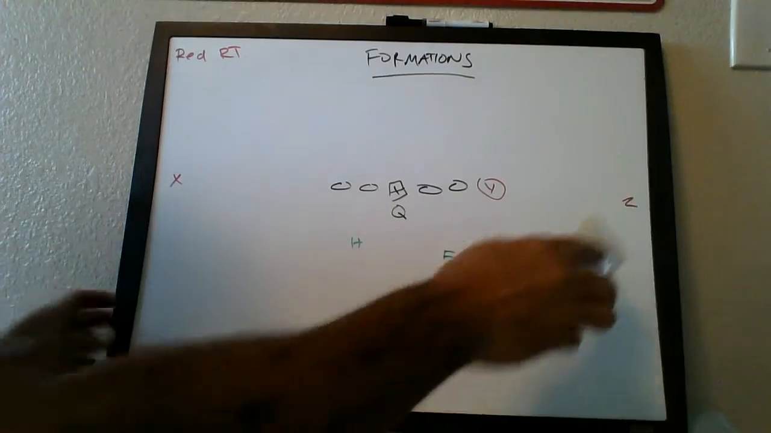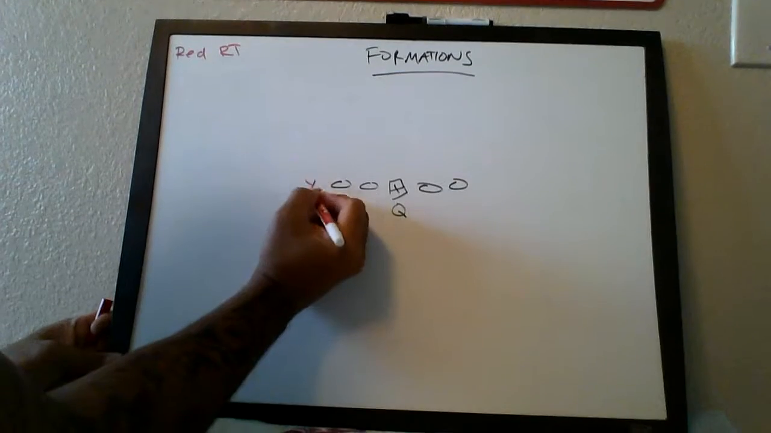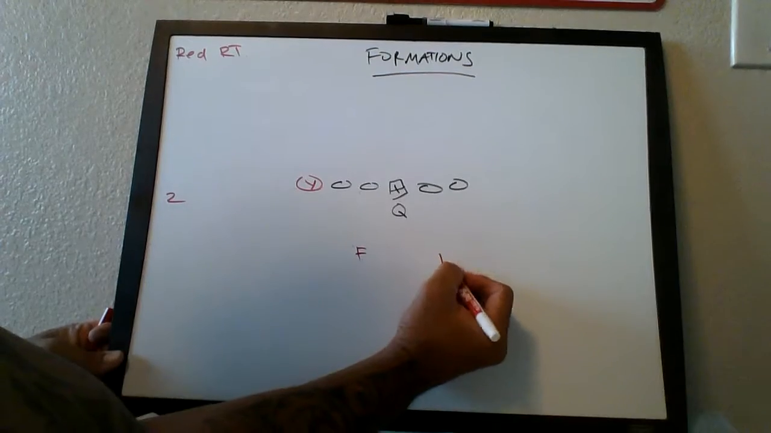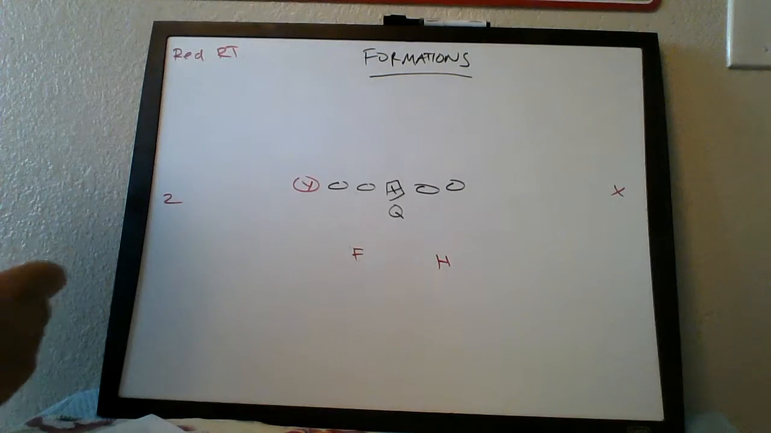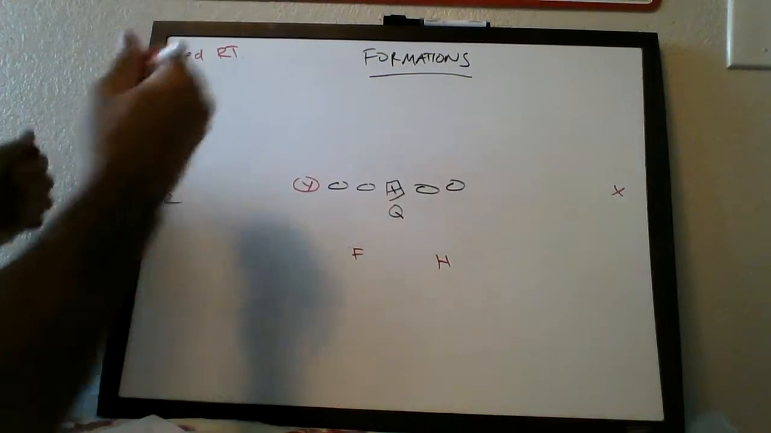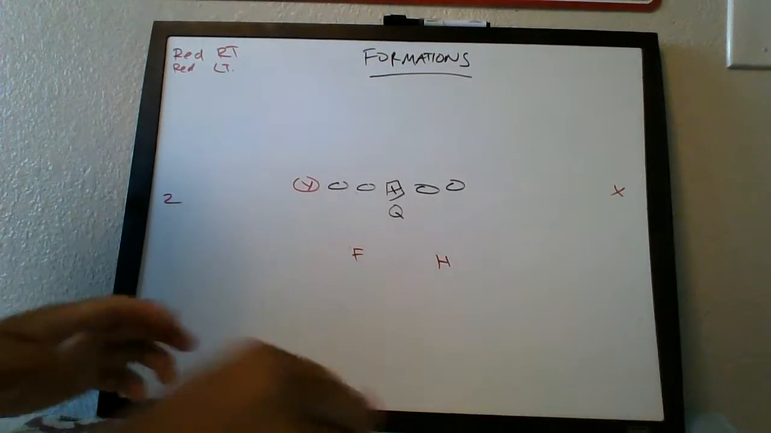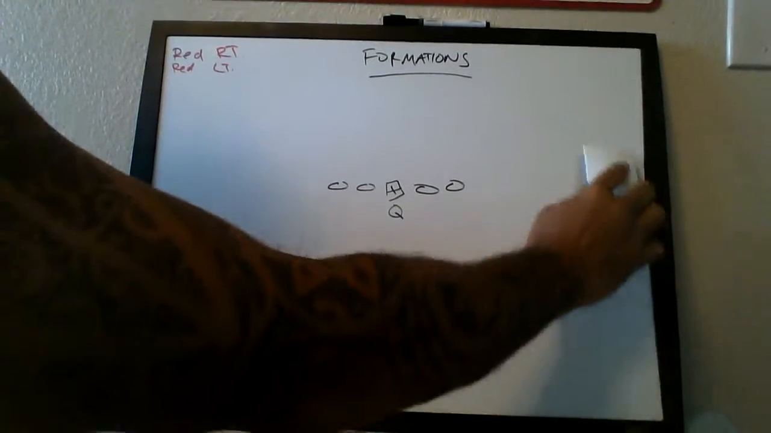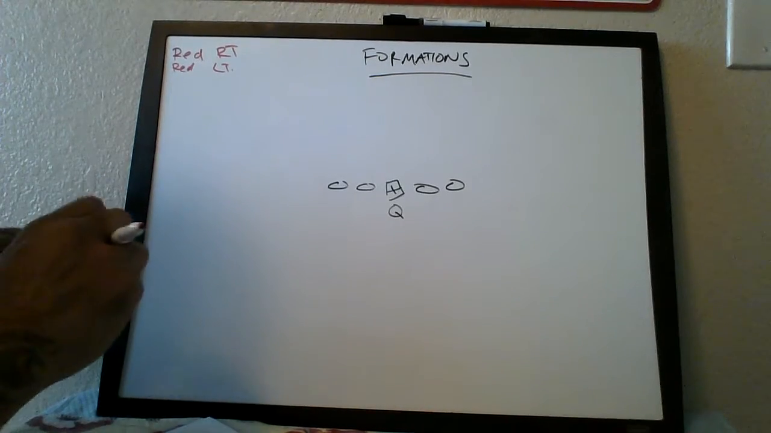So I'm going to show this one time, so we don't have to do it anymore. Red left will basically be a flip of that, right? So Y goes there, Z goes there, F back goes there, H goes there, and X is on the backside on the line of scrimmage. Okay? So that would be red left. Let's write that down. Red left. So for the sake of keeping this video short, I'm just going to do right calls. You guys are all intelligent enough to figure out the left calls.